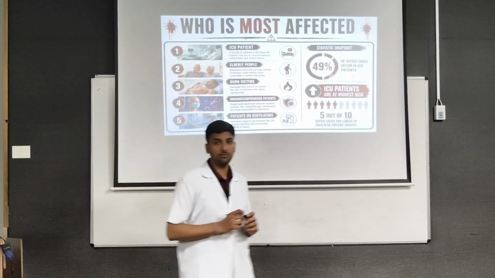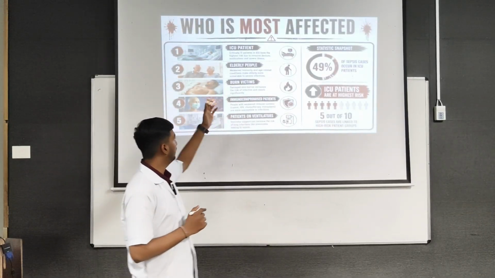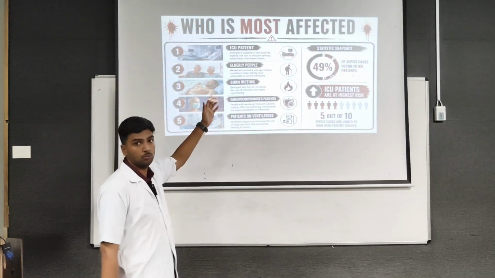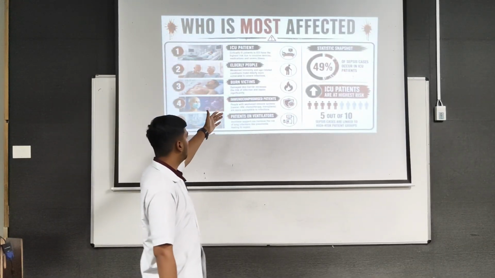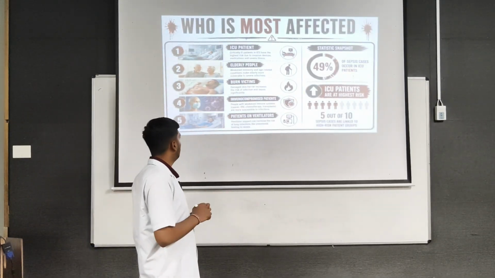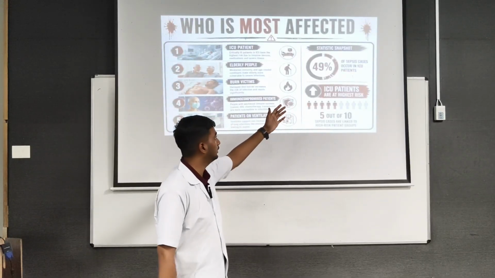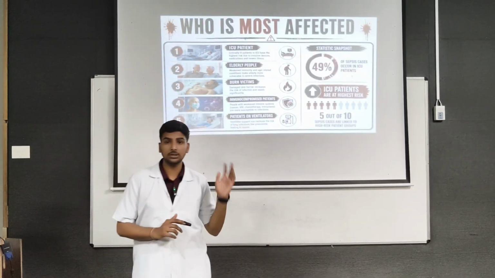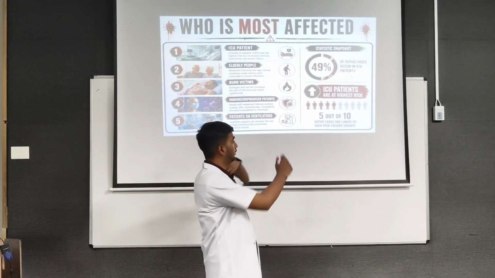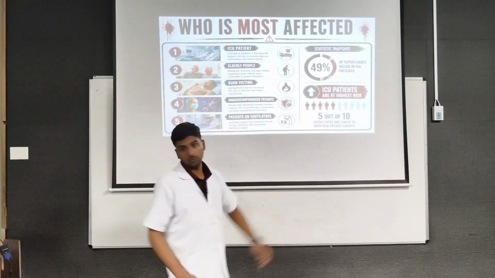So who is most affected by this bacteria? Mostly ICU patients, then elderly people, because they have less immunity and are mostly weak, and burn victims, then immunocompromised patients because they have less immunity, and lastly patients who are on ventilators. In 49% of cases, sepsis is more common. Here you can see ICU patients are at higher risk. Out of 10, 5 people have sepsis.